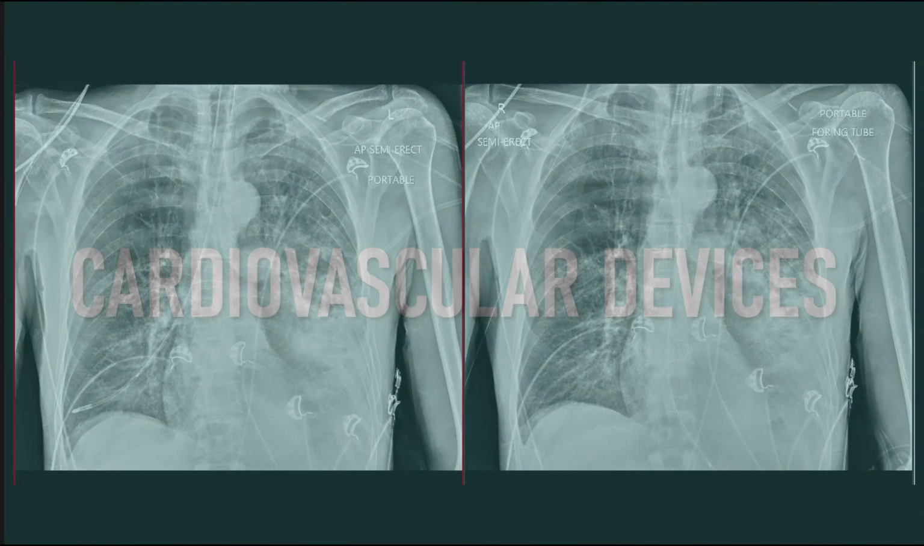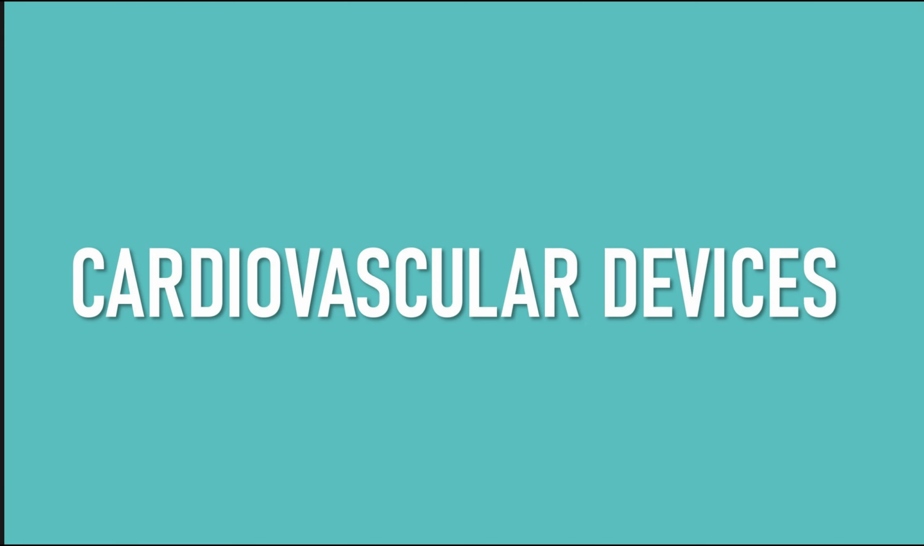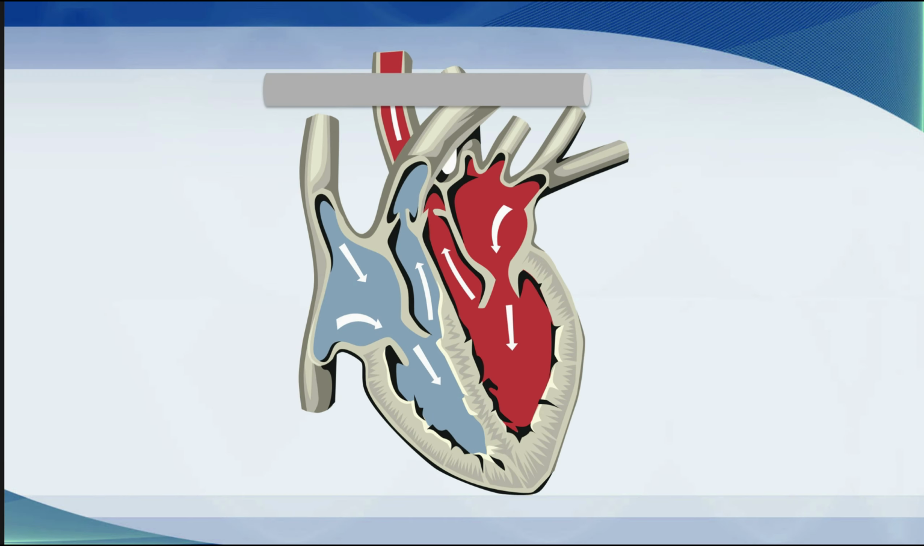Now, let's move on to cardiovascular devices. A number of cardiovascular devices are visible on chest x-ray. Some of them are implantable and some are associated with monitoring and therapeutics. This is a cartoon of the heart. The blue side is the right heart, the red side is the left heart, and the tube at the top is the main pulmonary artery.